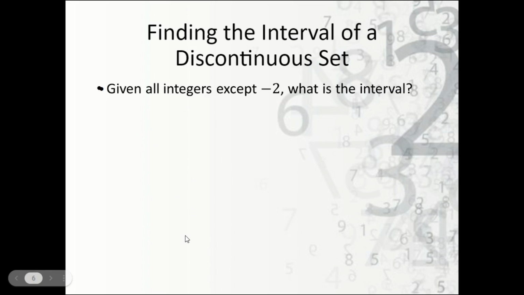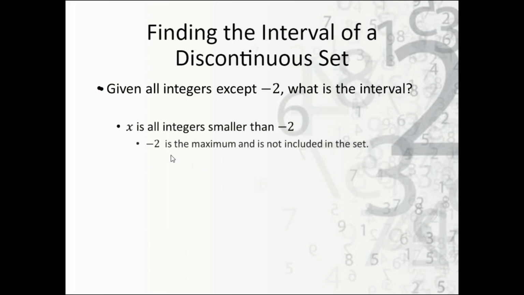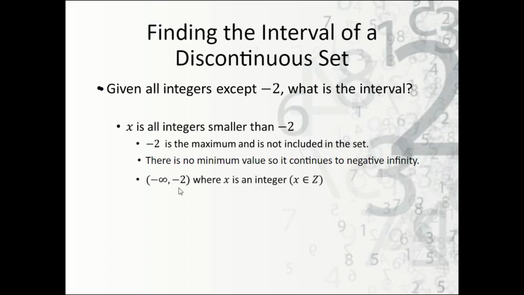Here's another example. It says all integers except negative 2. So notice now we're going to have integers on the left side of negative 2 and integers on the right side of negative 2. So we need all the integers smaller than negative 2. So we know then that negative 2 is the maximum because it's got to be smaller than that. So negative 2 is the maximum, and it's not included because it says except negative 2. So we know we're going to have a parenthesis around negative 2. And the minimum, there is no minimum. We want all the numbers less than it, so that's negative infinity. So this one would go from negative infinity to negative 2. And that's when x is an integer.